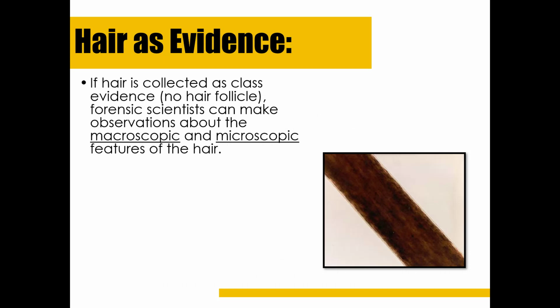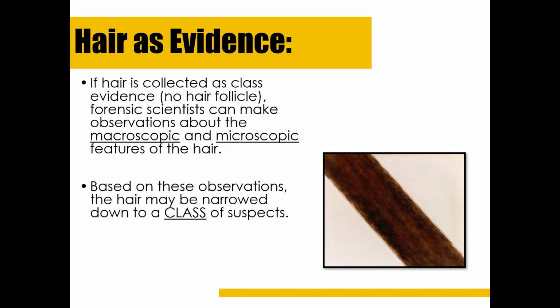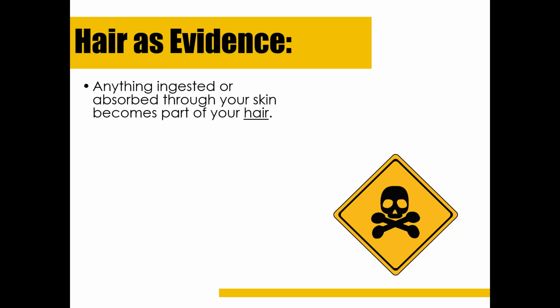All right, if hair is collected as class evidence, remember that's no follicle, no root, forensic scientists can make observations about the macroscopic and microscopic features of the hair. And based on these observations, the hair would be narrowed down to a class of suspects. So, for example, this hair on the screen belongs to an Asian female, which is a very broad category. It could be helpful in producing a lead, but it's not going to be hardcore scientific evidence that you're going to be able to use in court.